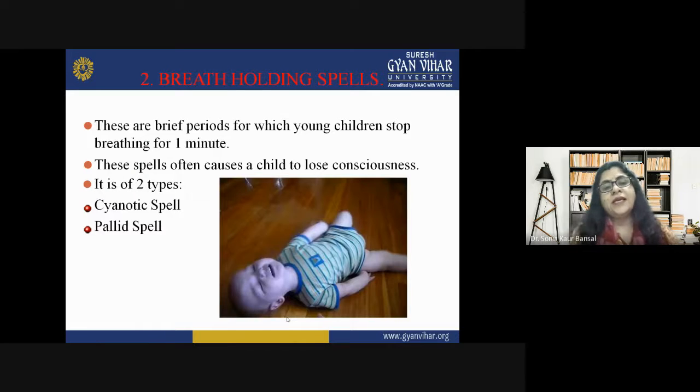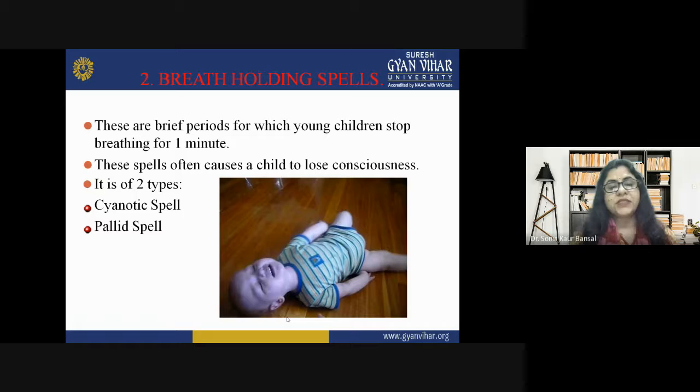Now, the next very important thing is breath holding spells. These are brief periods for which young children stop breathing for at least 1 minute. These spells often cause a child to lose consciousness. And it is of two types, students.